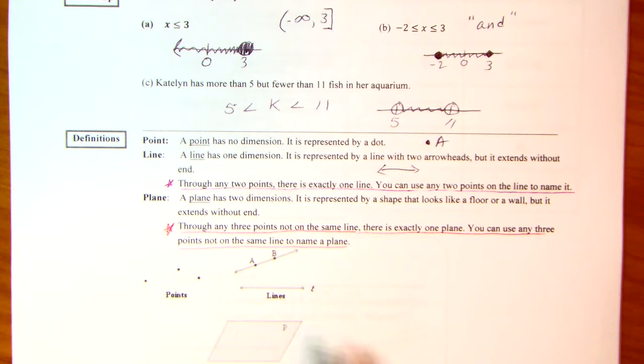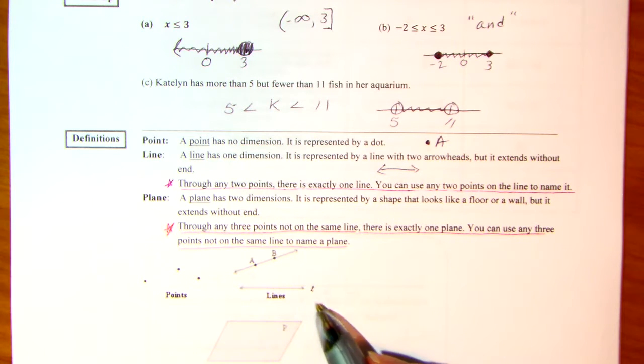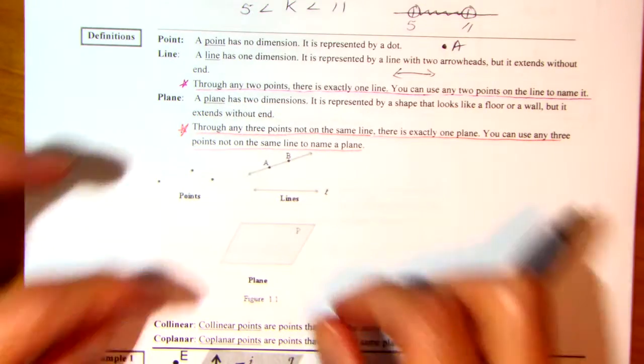So to follow up, here's a picture of 3 points. Here are 2 different lines. This is line AB or line BA. This is line L. Plane P. So remember, they go on without bounds.